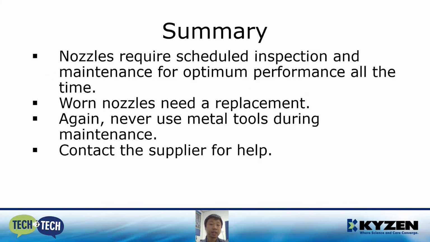So we may summarize that a spray nozzle should be inspected and cleaned on a regular basis, even if the spray bar looks good. Problems with nozzles develop gradually over time, so they're not visible at an early stage. So for a worn nozzle, you just need to replace it. And again, never use metal tools while doing the maintenance. This is to reduce the cost of having to replace it with a new nozzle instead of maintaining it.